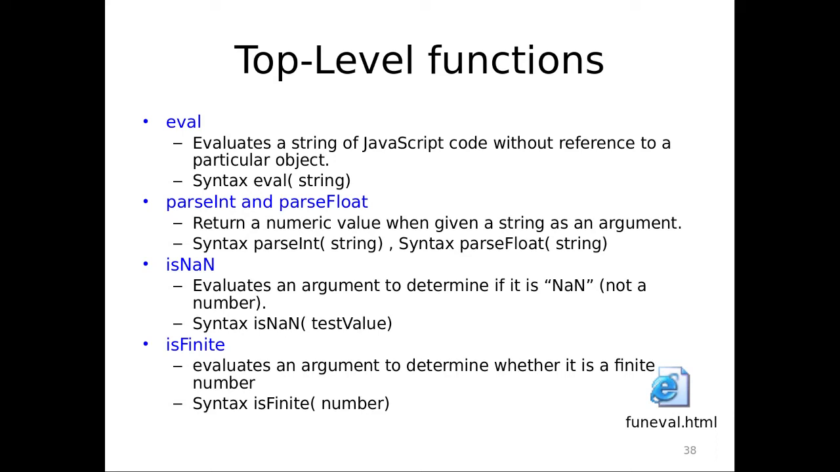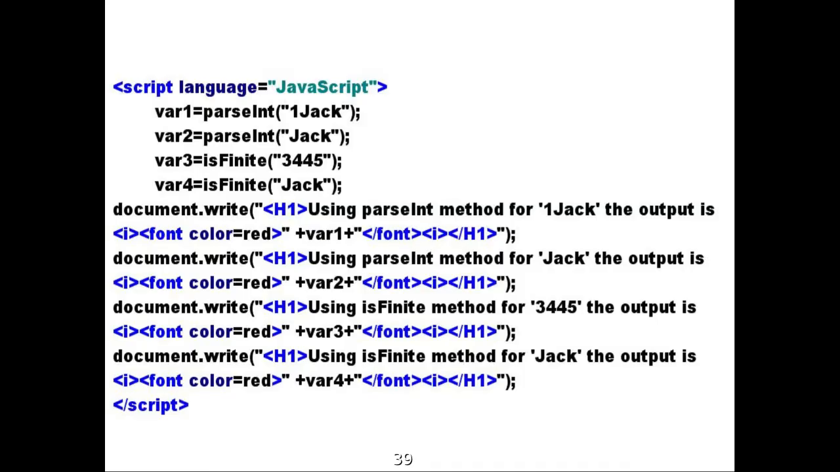isFinite evaluates an argument to determine whether it is a finite number. That is what we are going to determine. All these are referred to as top level functions: eval, parseInt, parseFloat, isNaN, isFinite. Let's go to an example.